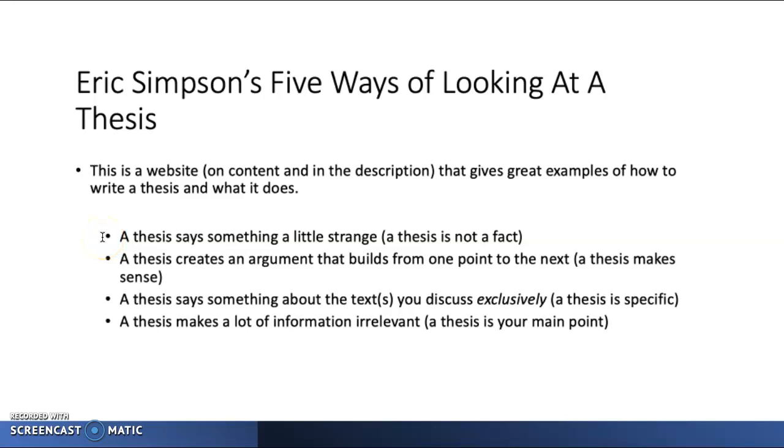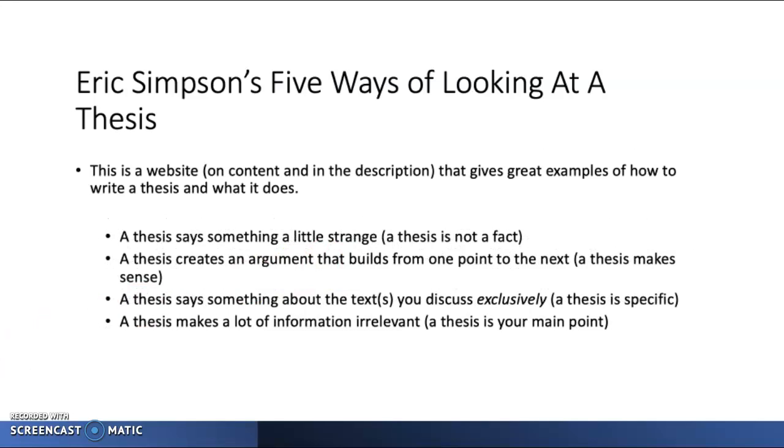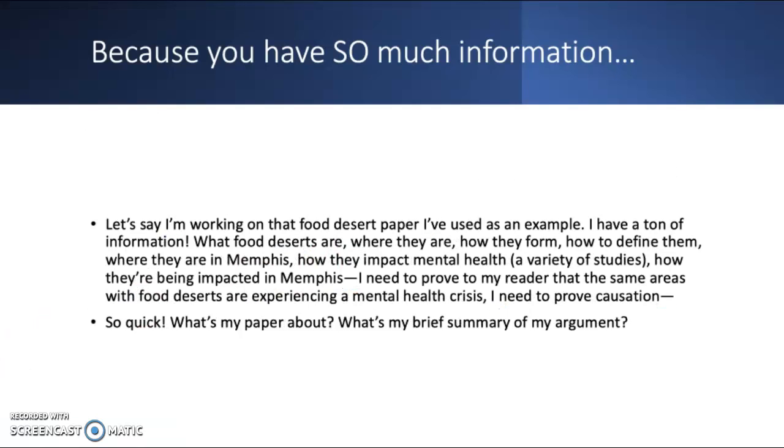So the first of these is a thesis says something a little strange. Basically what that means is a thesis is not a fact. So when you're going through all your information, you've got to weed out the difference between which of these things are just facts, like a definition of what a food desert is, and which of these things are argument. So if I'm arguing here that food deserts in Memphis contribute to poor mental health, that's an argument and not a fact, because that's something I'm trying to prove my point. Someone might contradict it.